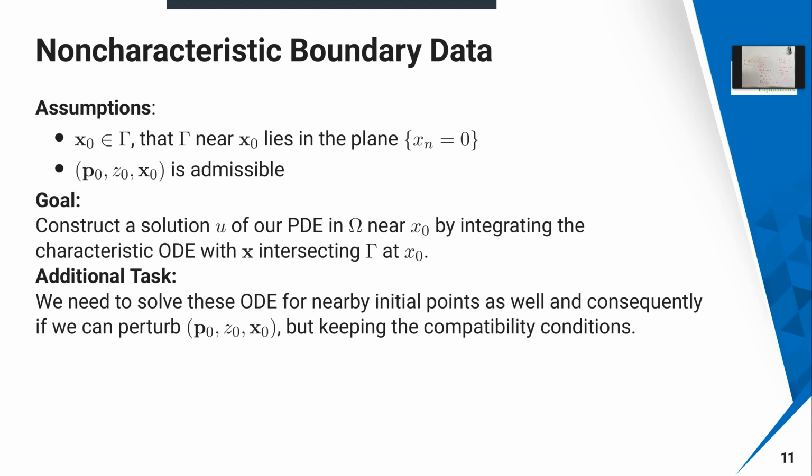That is the assumption. Now, how do we construct a solution for our problem? My problem is F of Du, u, x equal to 0 in omega, and u equal to g on gamma. How do we construct a solution for this PDE? Near x naught, you can integrate this characteristic ODE, which is going to intersect at x naught: P naught of s, x naught of s, z naught of s.